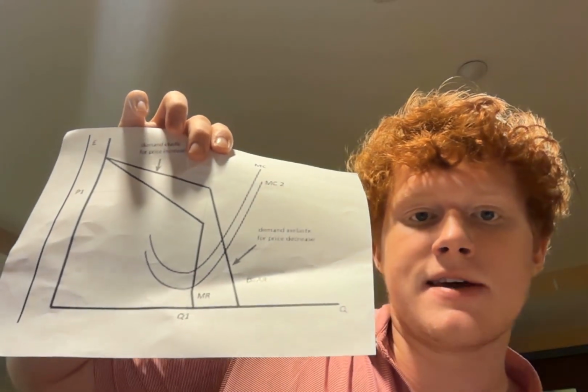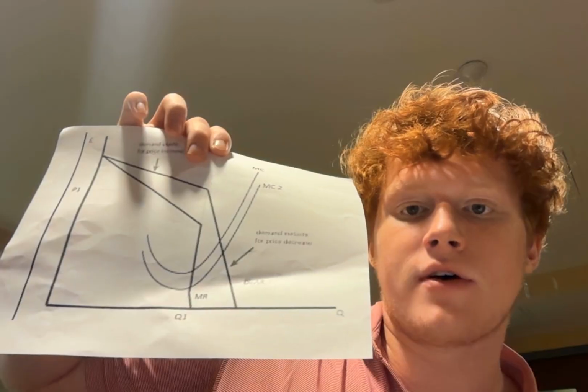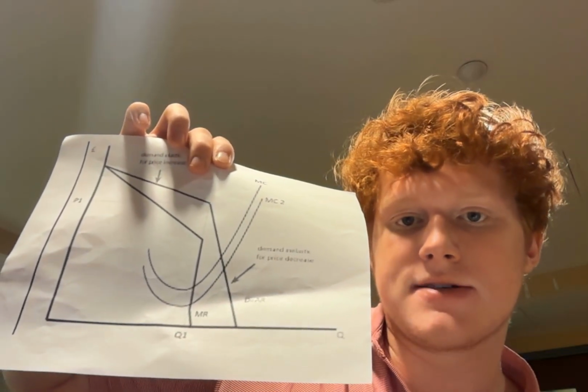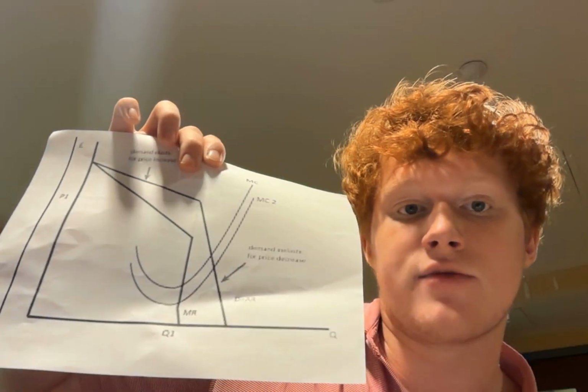This illustrates the key implication of the kinked demand curve model. Firms have little incentive to change prices. If a firm raises prices, it will lose customers. If it lowers prices, it risks starting a price war with competing firms. For all these reasons, the price that emerges in oligopoly usually lies between the perfect competition and monopoly prices.